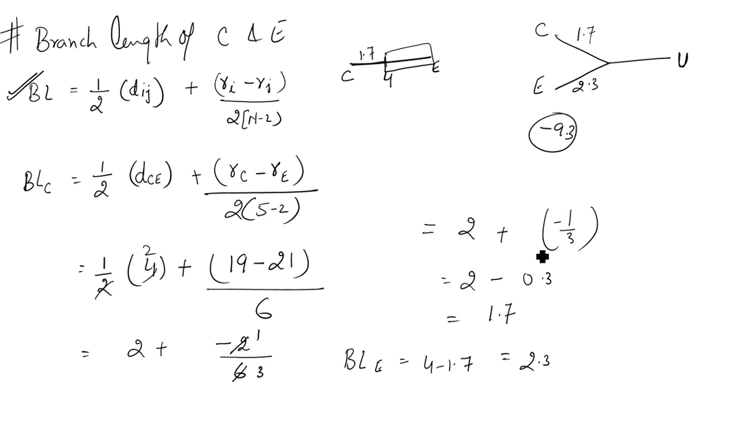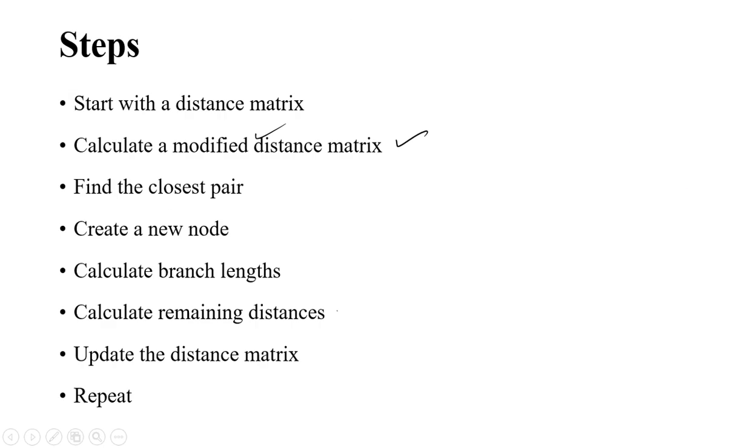Okay. By using this formula, we have calculated branch length for C and branch length for E. We have calculated these two values. Now again come to your steps part. Find the closest pair. Create a new node. So we have created a new node, that is CE or U.